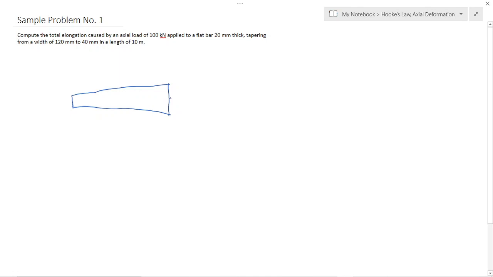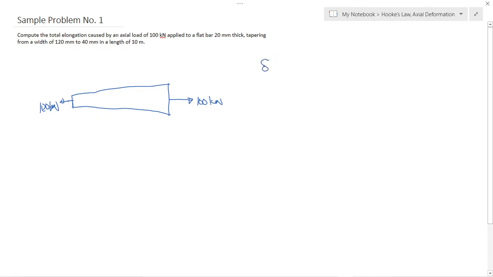Then, the applied load is 100 kilonewton. So, meron kang 100 kilonewton. Same with here, tensile, subjected to tensile force daw na 100 kilonewton. Okay, 100 kilonewton. So, mapapansin nyo, hindi uniform ang cross-section. Diba? So, yung equation natin na PL over AE lang ay hindi applicable.